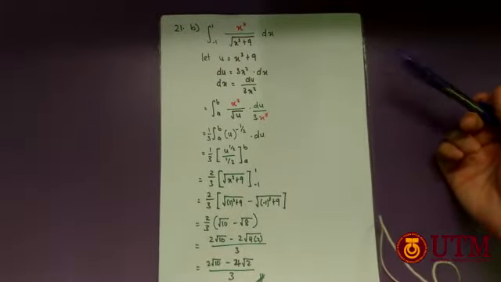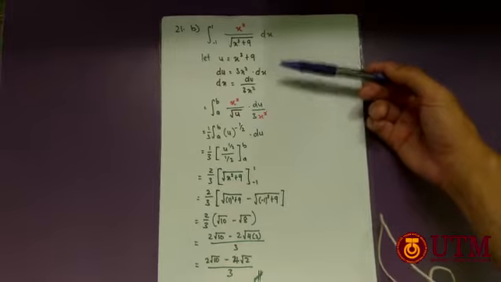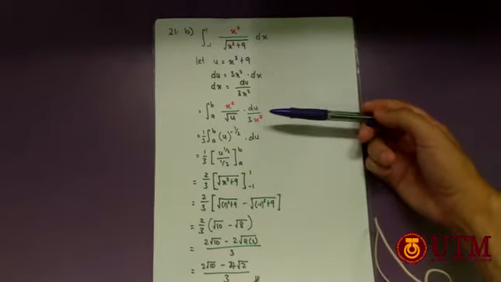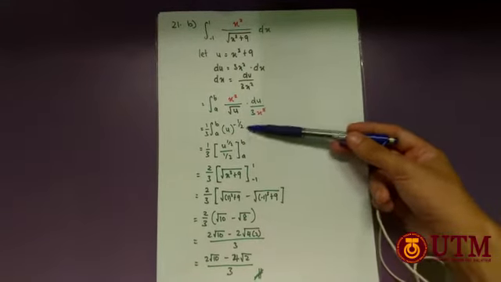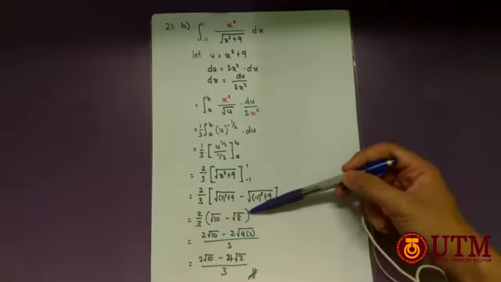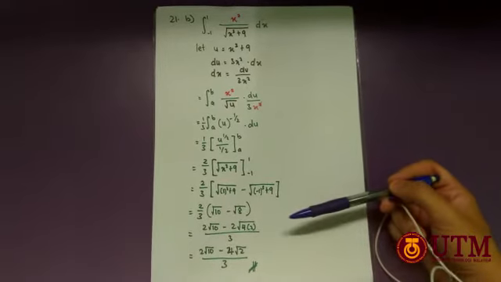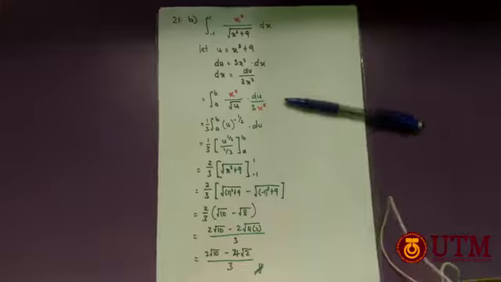We also need to use substitution for this question. So let u equal x cubed plus 9, du is equal to 3x squared. Make dx the subject, then substitute, and cancel out the x squared. Just integrate this, you will get this, then evaluate it, and it will become this. Then simplify, and you will get 2 times square root of 10 minus 4 times square root of 2, all over 3.